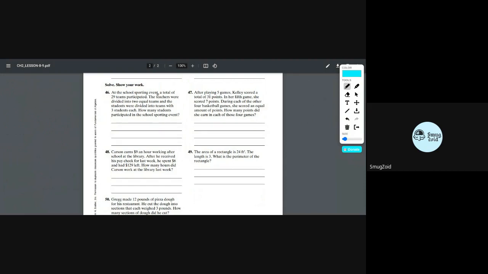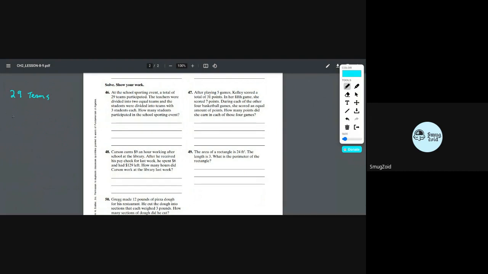At the school sporting event, a total of 29 teams participated, right? 29 teams. I'll write this out. Teachers were divided into 2 equal teams, and the students were divided into teams with 3 students each. All right. How many students participated in the school sport event? Okay. Teachers were divided into 2 equal teams, right?